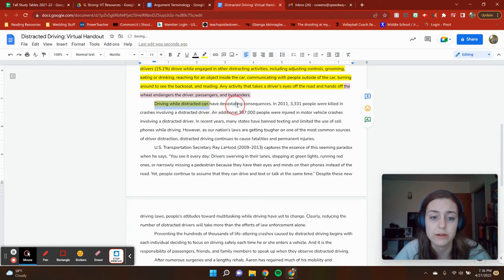So I'm going to highlight it yellow. Highlight it yellow, and then on the other side, I'm going to highlight the rest of the sentence pink. Because it's a fact, but she's trying to scare me with it a little bit.